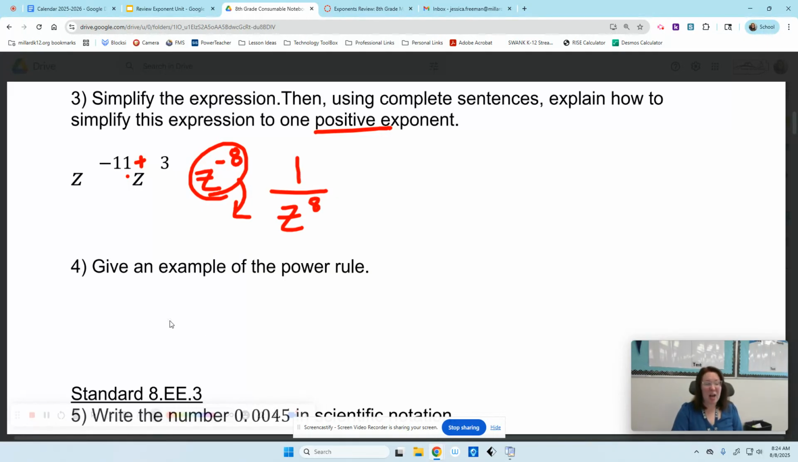Give an example of the power rule. I don't know, x to the power of 3, all of it to the power of 2. Multiply 3 times 2 to get 6. That's the power rule. Those are all the exponent rules that we learned.